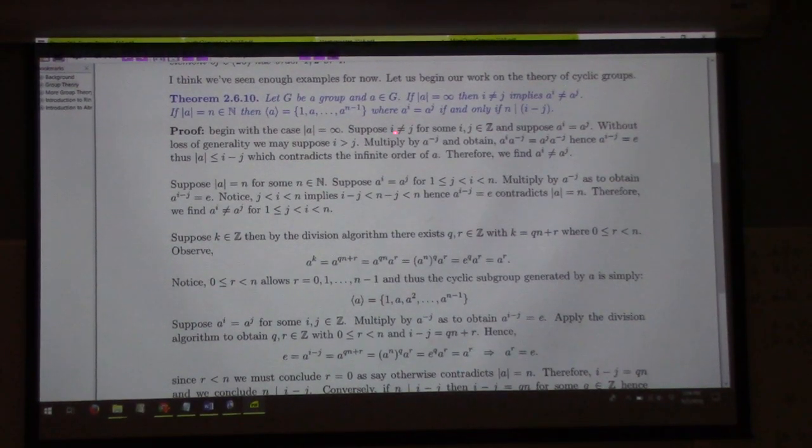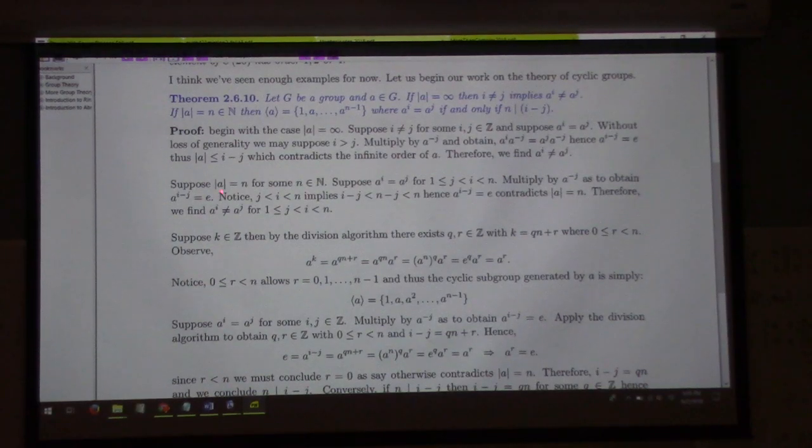If the order of a is infinity, suppose there exist distinct i and j with a^i equal to a^j. We could suppose that i was greater than j without loss of generality. If you multiply by a^(-j), we get a^(i-j) equal to e. But that contradicts that the order is infinite. So the infinite order case is really easy. Done. Now the finite order case requires a little bit more work.